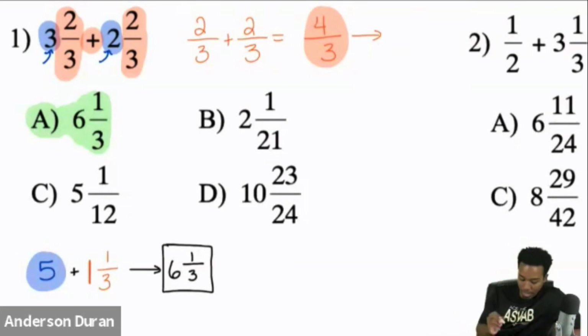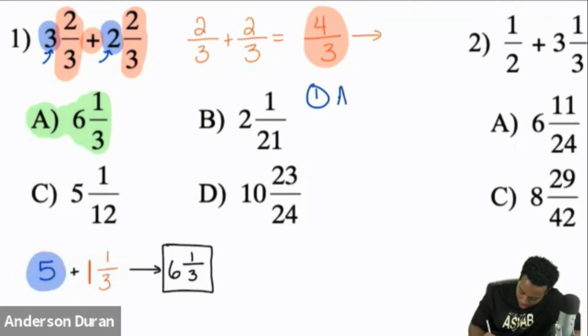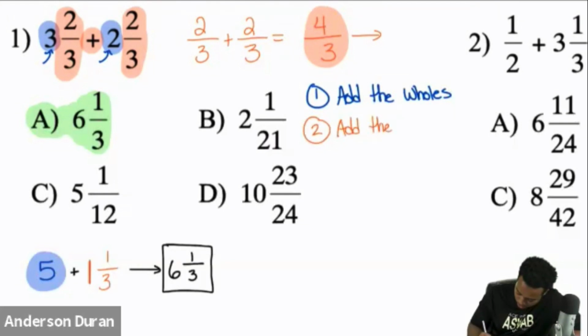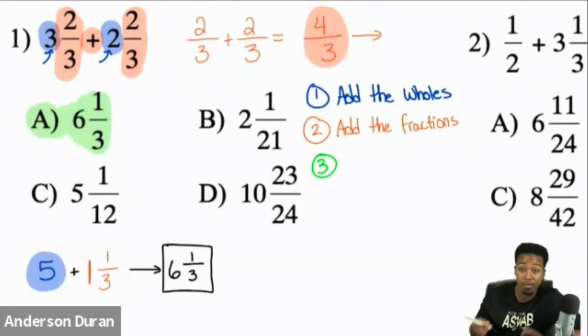So again, step one, all I did here, let me just make sure I write this down. What I did was add the whole numbers. So add the wholes. Number two was, hey, let's go ahead now, add the parts or the fractions. And then step three, basically put them back together.